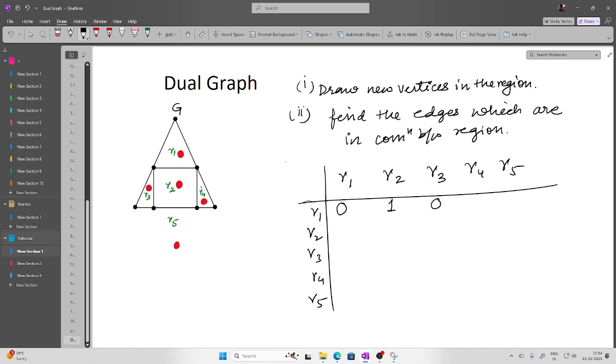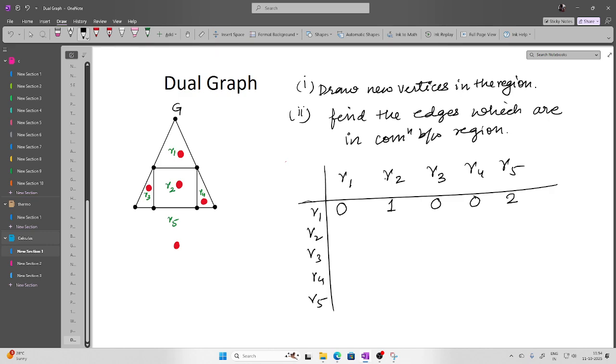This is R1, this is R4. No edge is common. What about R5? With R5, R1 is sharing two edges. One edge is this, another one is this. Once you do this, you have to find out the symmetric points.